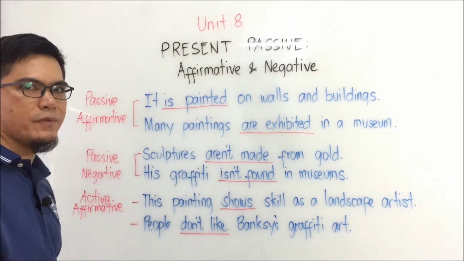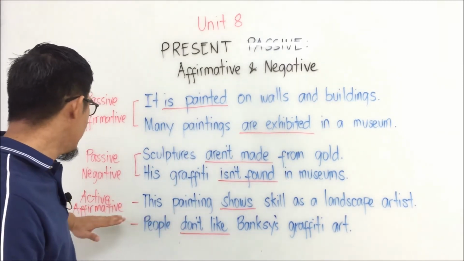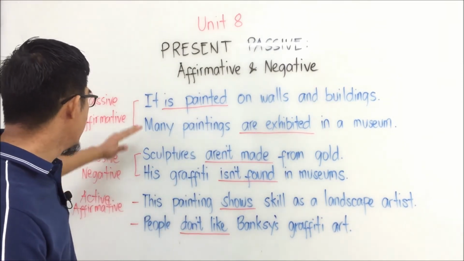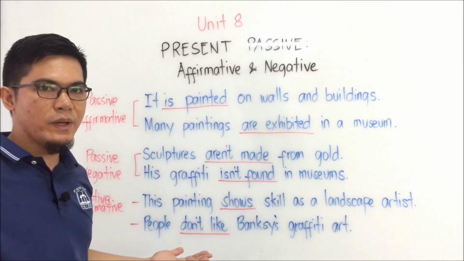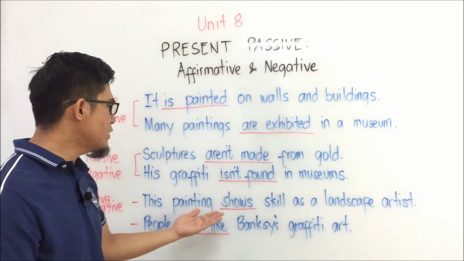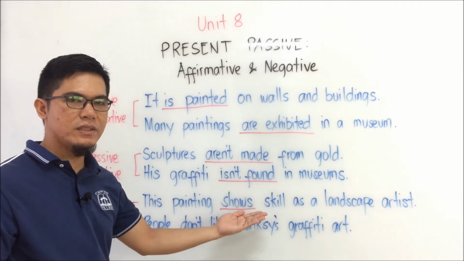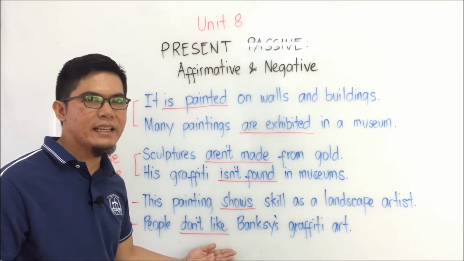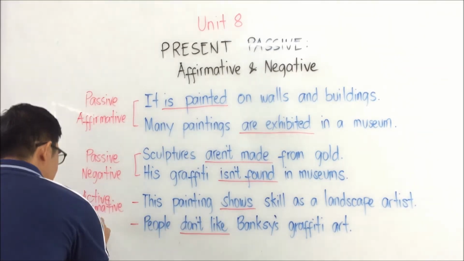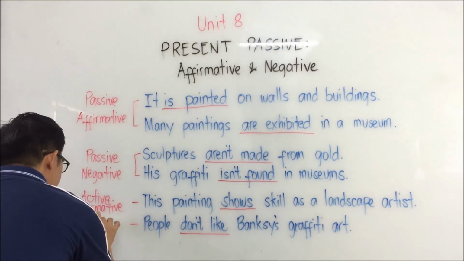Can you spot the difference? The opposite of affirmative is negative. The opposite of passive is active. Now, when we say active, we just put shows. Okay? And what about this? People don't like. This is active, but in negative.